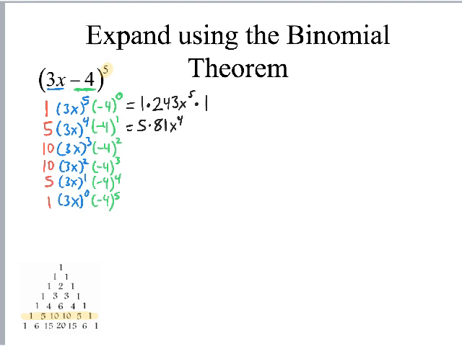Now, the next piece is, what's negative 4 to the 1st? It's simply negative 4. All right, let's keep going. I put a 10, because that's the front red number. And then I have 3x to the 3rd, so 3x, 3x, 3x, 3 times itself, 3 times is 27. X times itself 3 times is x to the 3rd. And negative 4 squared, isn't that 16?